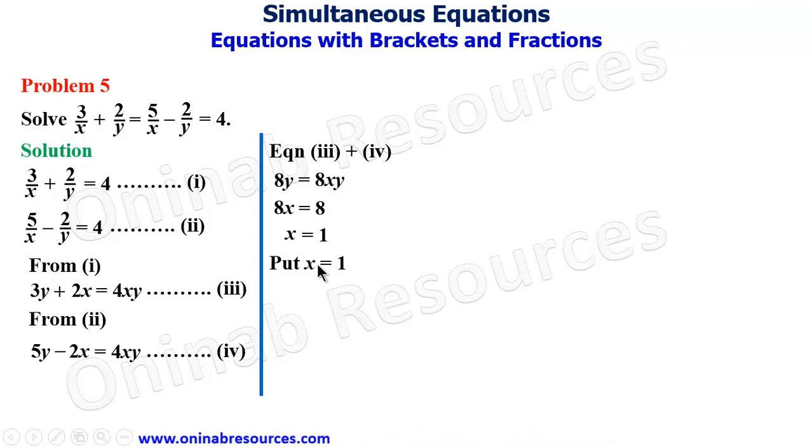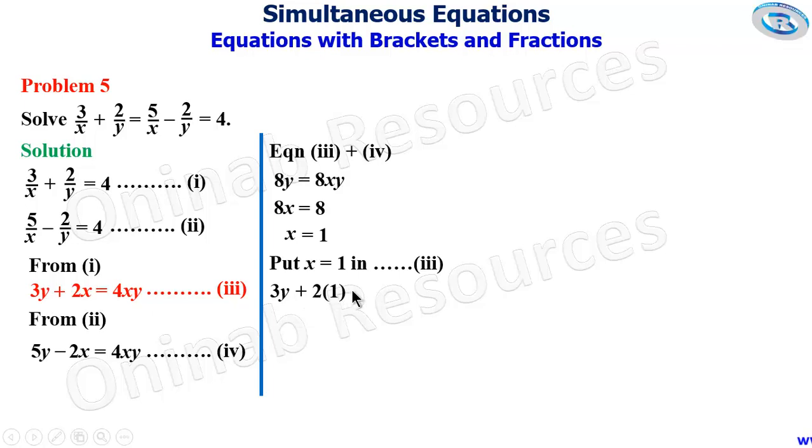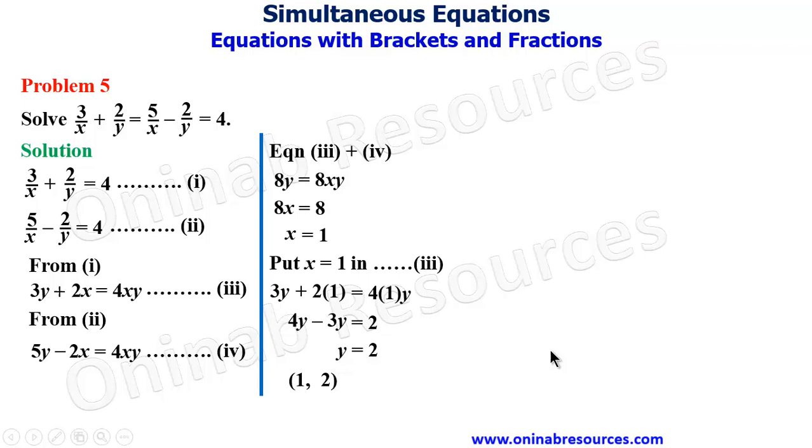Then we put x is equal to 1 in equation 3. So wherever you see x, you put 1. So you have 3y plus 2 into 1 is equal to 4 into 1y. So these are the terms with y now. So this is 4y. Bring this to this side. I have 4y minus 3y is equal to 2. This is giving us y is equal to 2. And in coordinate form, we have it as 1, 2. That's the end of solution to problem 5.